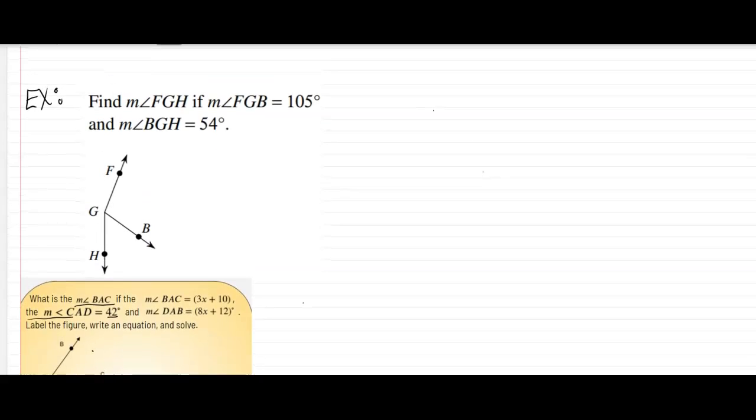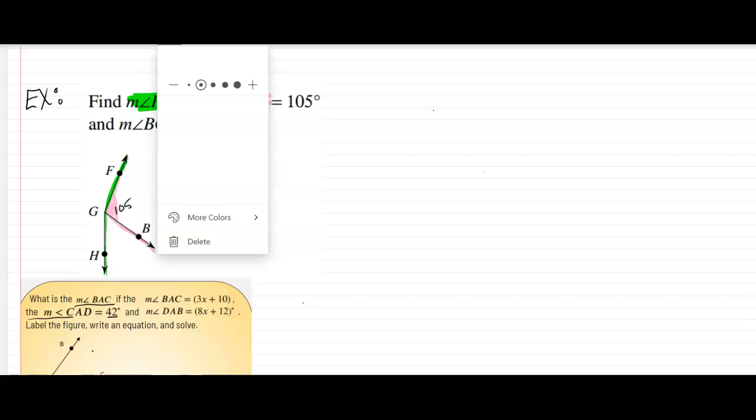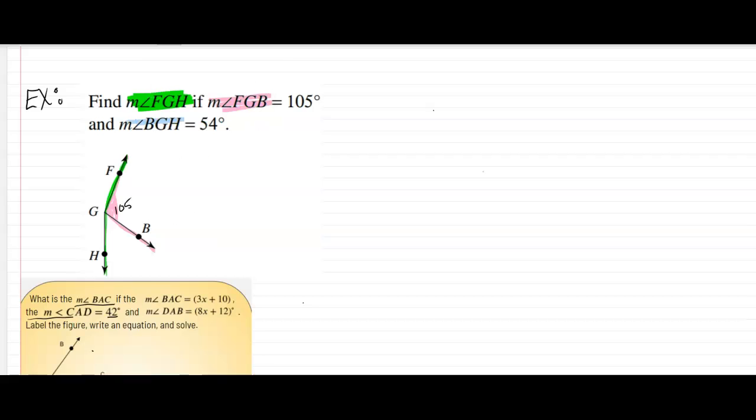Okay, so if we look at this problem, they're asking us to find the measure of angle FGH. So we're looking for this larger angle. They're giving us FGB, so this angle right here is 105. And then we have the measure of angle BGH, this angle right here, equal to 54 degrees.